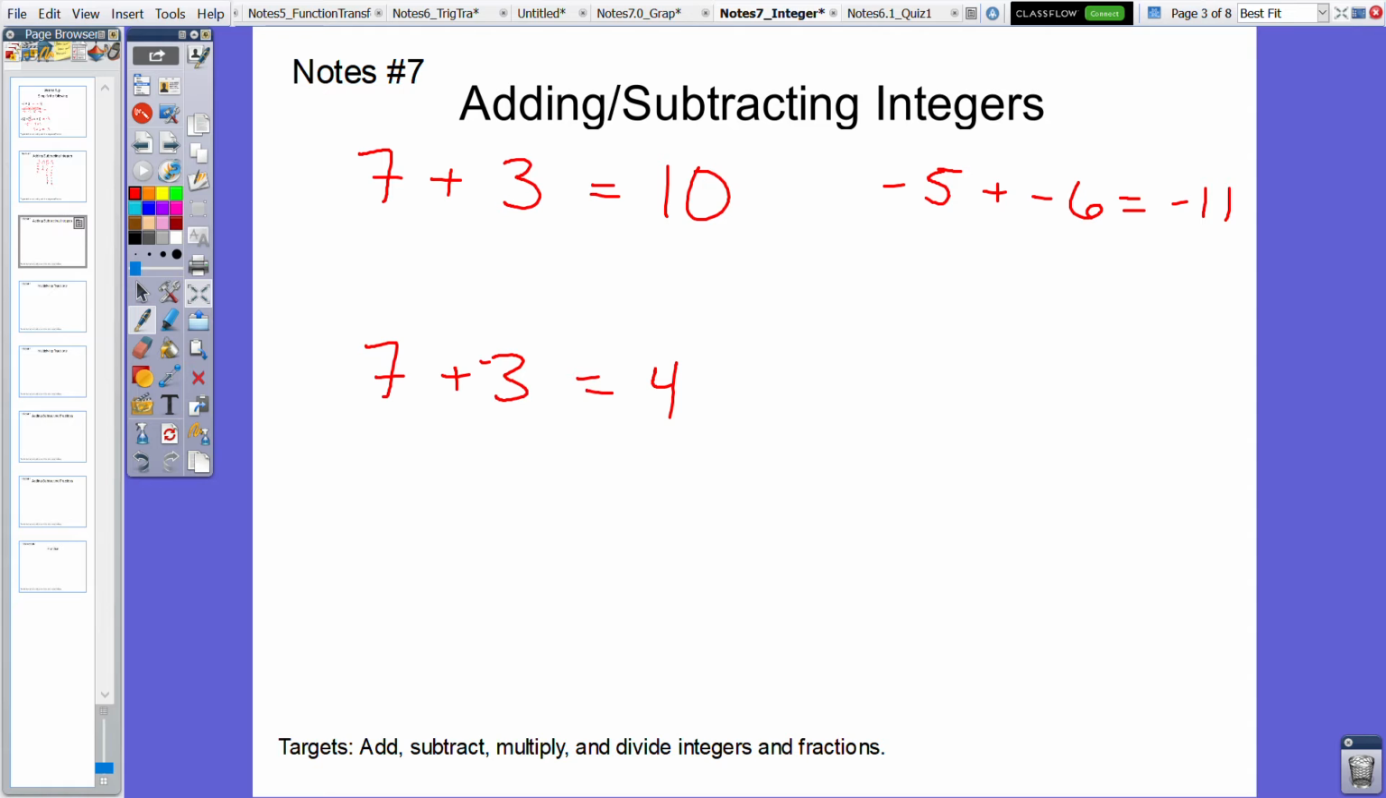Same thing right here. If I were to subtract -5 and -6 like this, I want to apply the same rule. I want to apply keep, change, change. So therefore, I keep the -5 the same, change the subtraction to a positive, change the 6 to a positive. That's going to give me -5 plus 6. That's going to give me a +1 there. Okay? So that's how we apply different rules here for adding and subtracting integers.